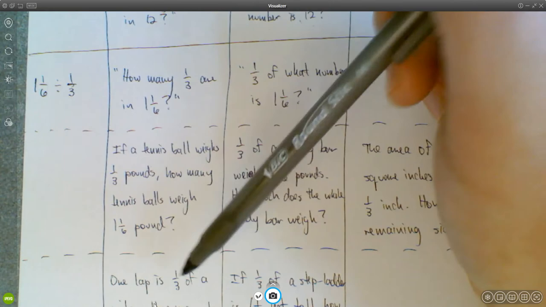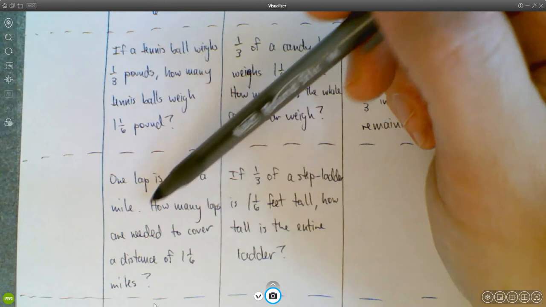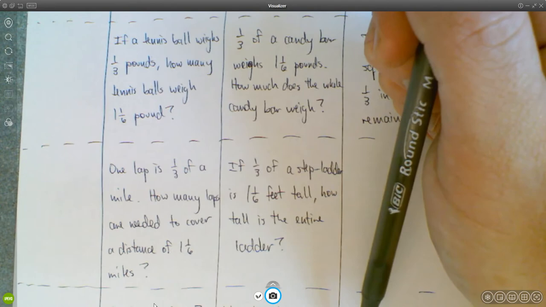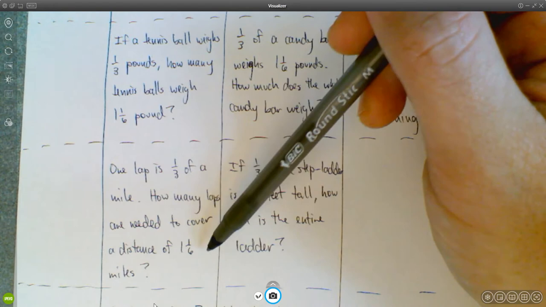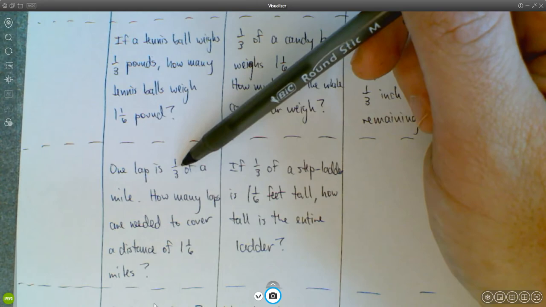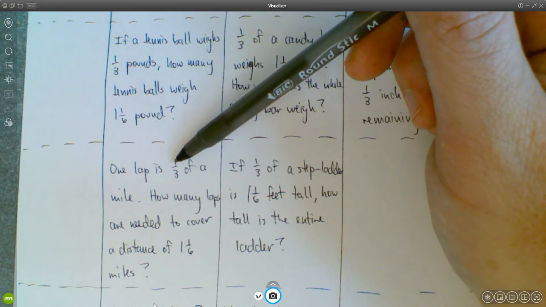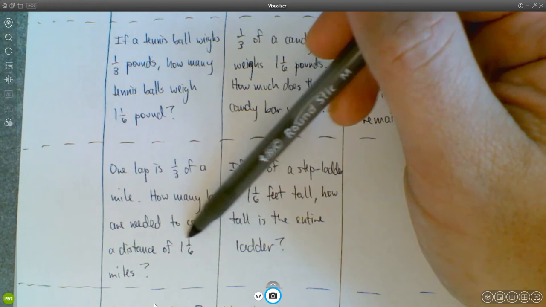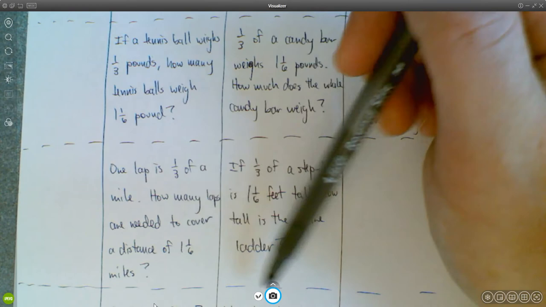One lap is 1/3 of a mile. How many laps are needed to cover a distance of 1 1/6 miles? This is a really clear problem, at least to me. I don't know why, but this one is even more clear than the tennis ball problem, because I'm thinking of a lap. A lap is 1/3 mile. So obviously if I go around 3 times, I've run 1 mile, right? But if I want to run 1 1/6 miles, then I need to do an extra half a lap in order to get that 1/6 in. So I need to go 3.5 laps, right?